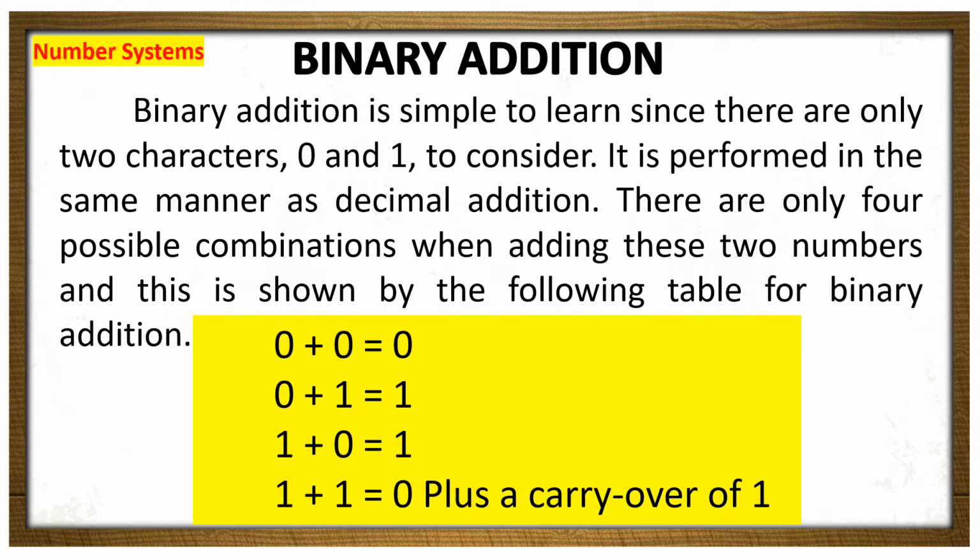0 plus 0 is equal to 0. 0 plus 1 is equal to 1. 1 plus 0 is equal to 1. 1 plus 1 is equal to 0 plus a carryover of 1. These are the rules in binary addition.